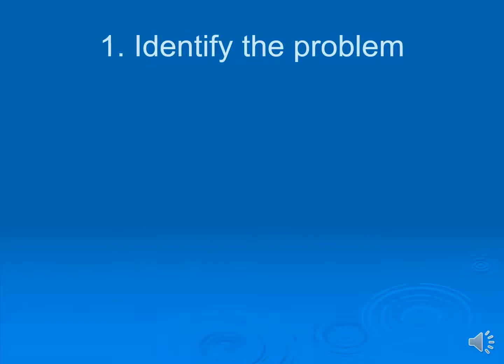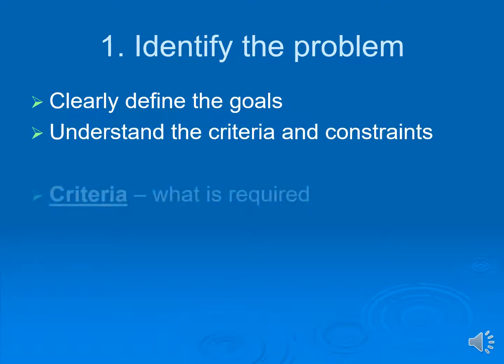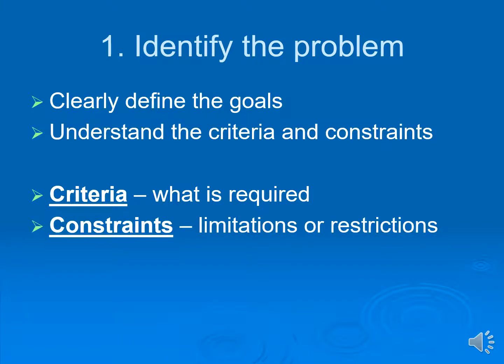Identify the problem. When you identify, you pretty much have to clearly define the goals, understand criteria and constraints, because you're going to run into problems. Criteria is what is required. What are the specifications for what you want to build or design. Then you're also going to run into problems, also called limitations or restrictions. Nothing is perfect. You're going to run into problems.